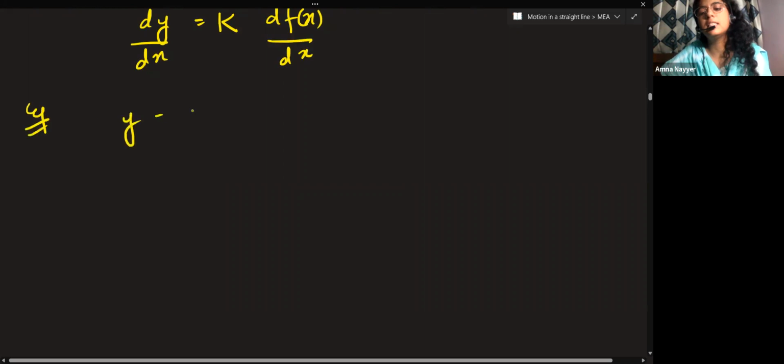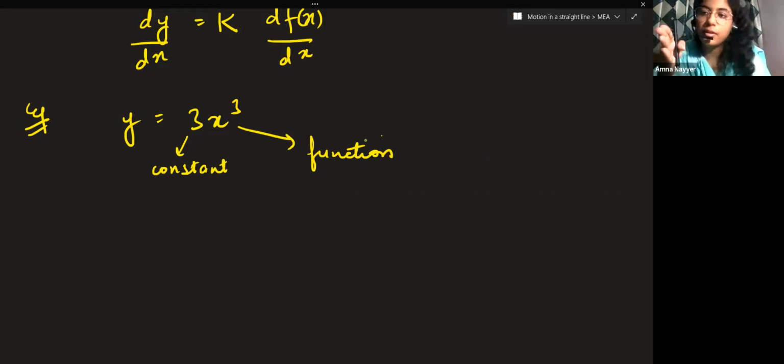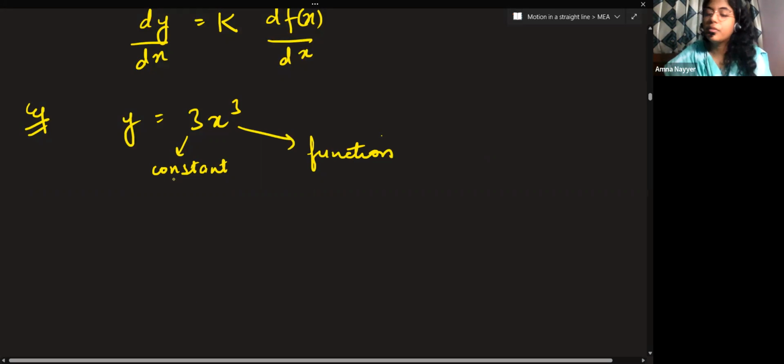Let's say y is equal to 3x cube. Now 3 is what? 3 is a constant. And x cube is what? X cube is a function. So which case is this? This is the second case. Second case means the product of a constant and a function. This gives you y is equal to 3x cube. Now we have to differentiate this.